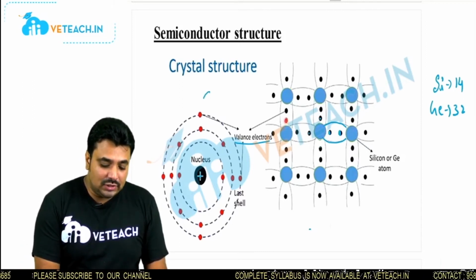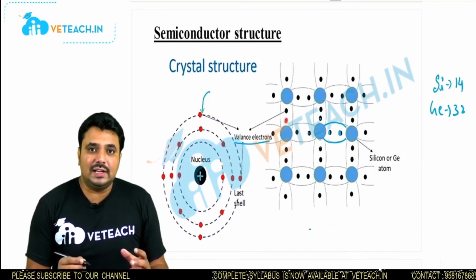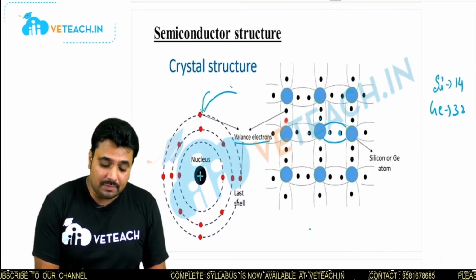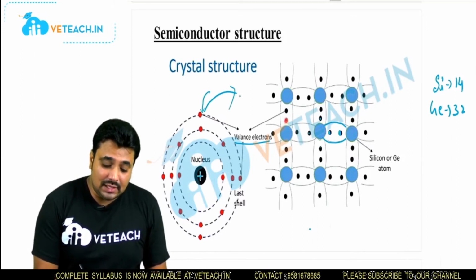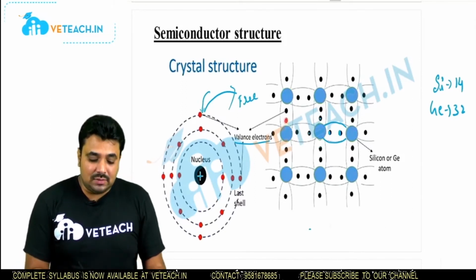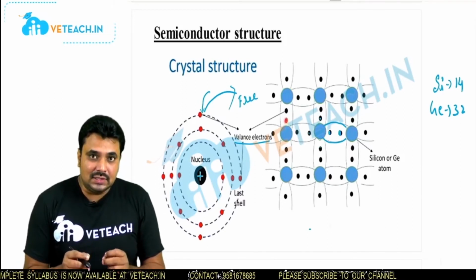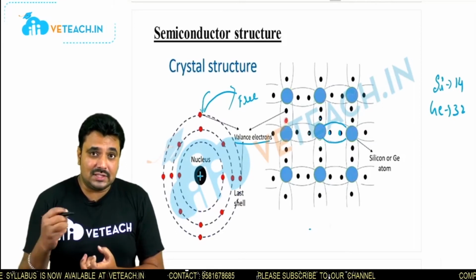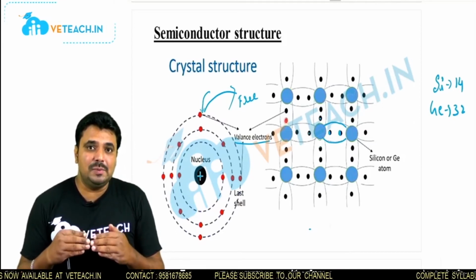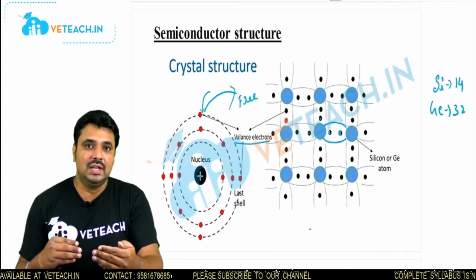You can see here in the structure, if we give some external energy to that electron, the electron will get energized and go out. Then the valency electron becomes a free electron. Free electron means that whenever the valency electron receives some energy from the external side, it becomes a free electron. A free electron will always be attracted by some positive charge.